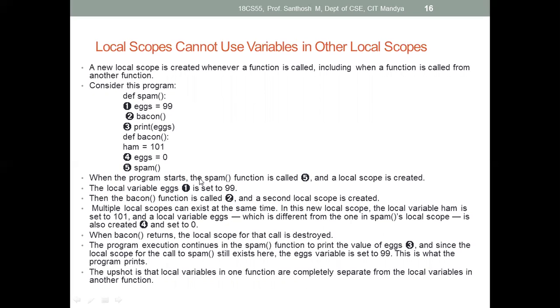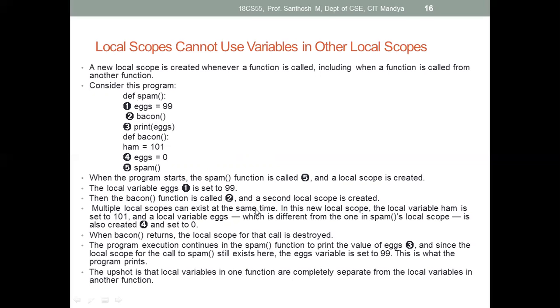So when the program starts, the spam function is called. First the spam function is called, I already told. Listen here in this example, spam is a different function, and bacon is a different function. Okay, don't get confused. Outside this they are calling spam. First the spam function is called, and the local scope is created. Then the local variable x is set to 99. Then the bacon function is called here.